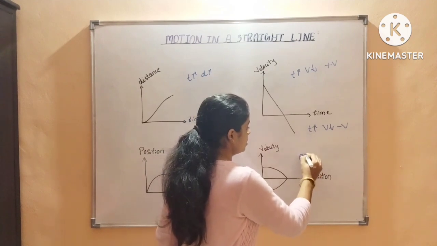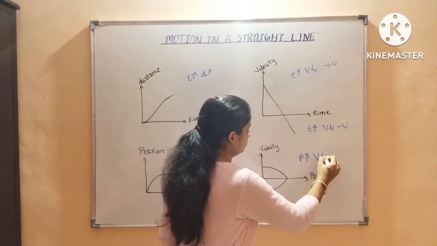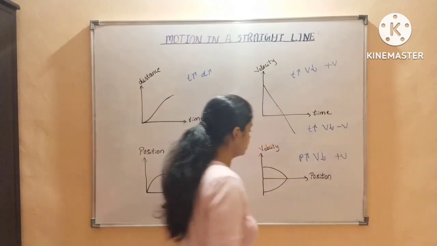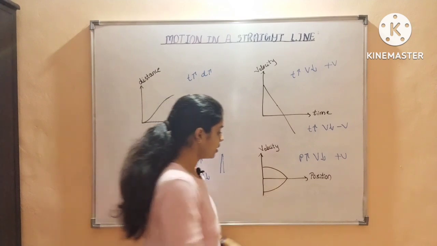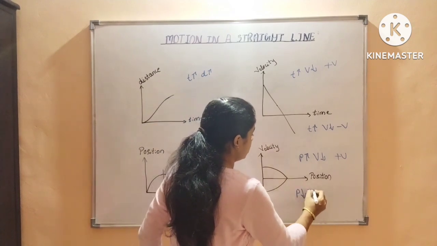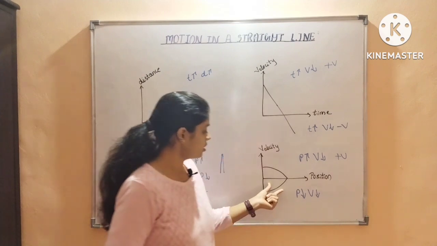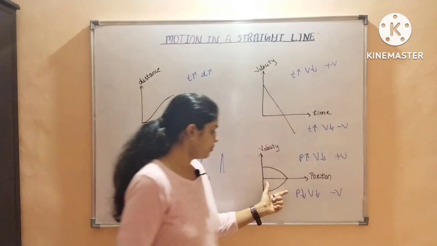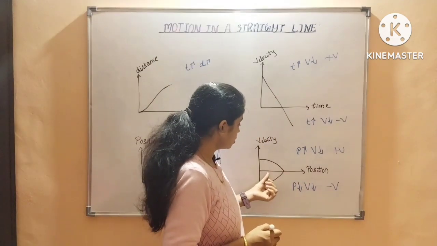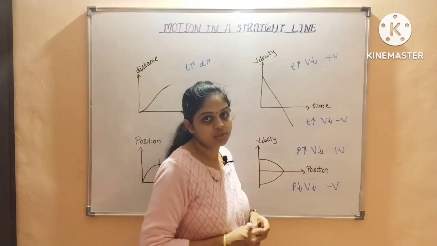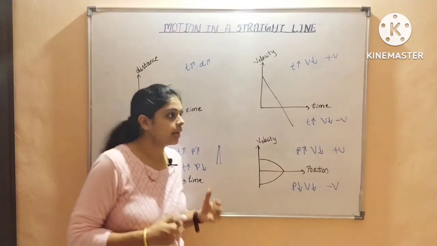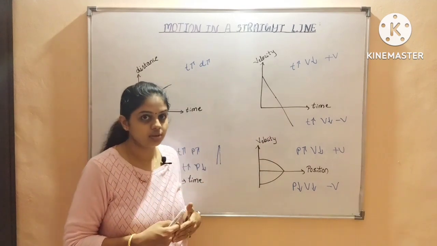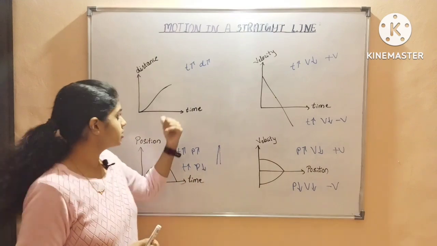Here, as position increases, velocity is decreasing and velocity is positive in this part. And in this part, as position decreases, velocity is decreasing and velocity is towards more negative value. And velocity is negative here. Or we can say as position increases, velocity is towards positive value. So which option is the correct option? Here these three graphs represent the same situation and this one is different from others, so this is the correct option.